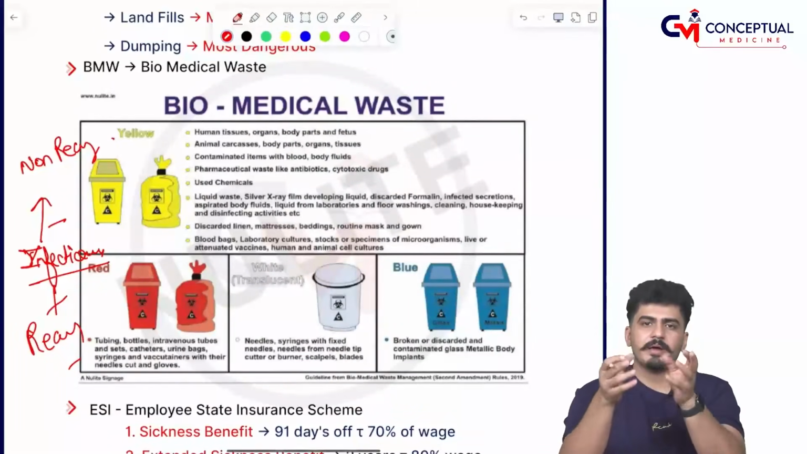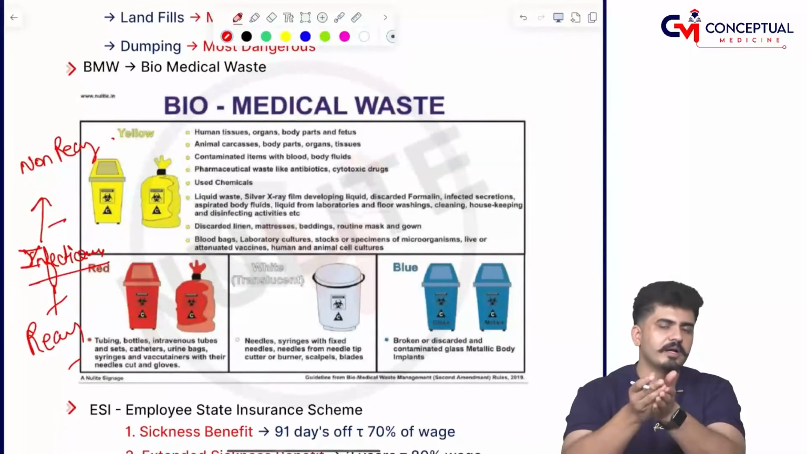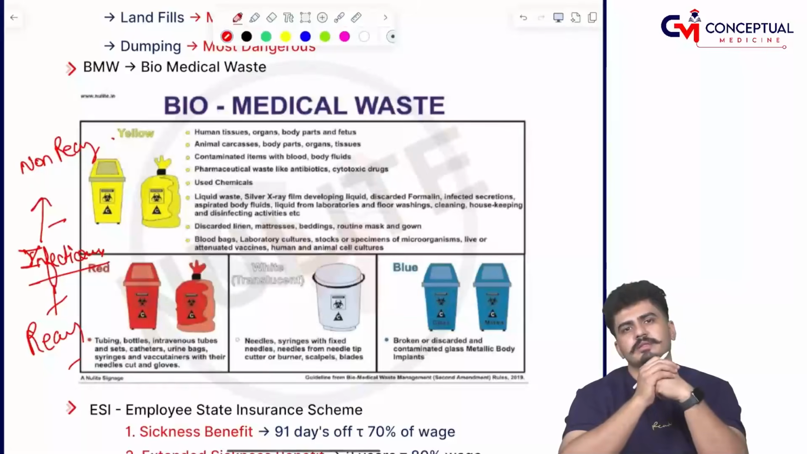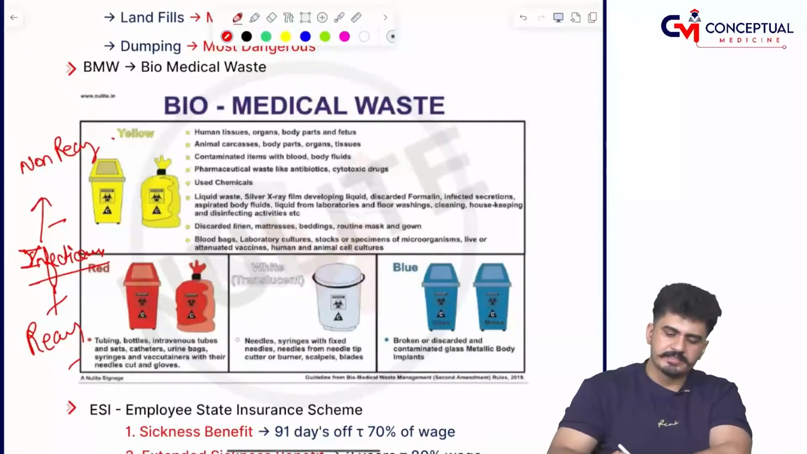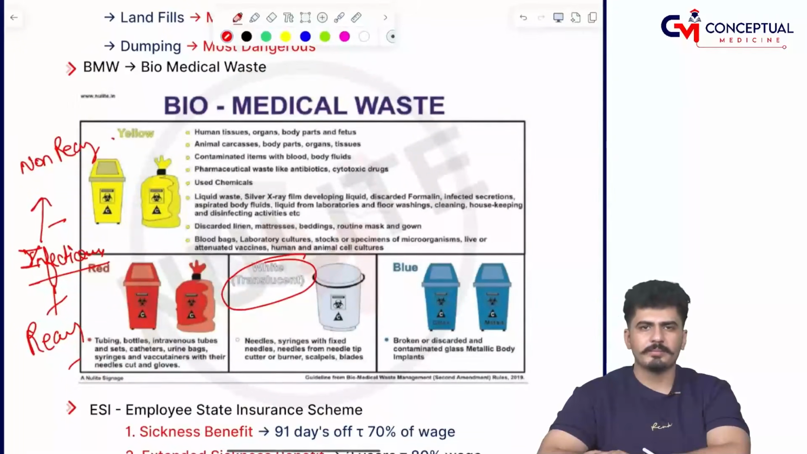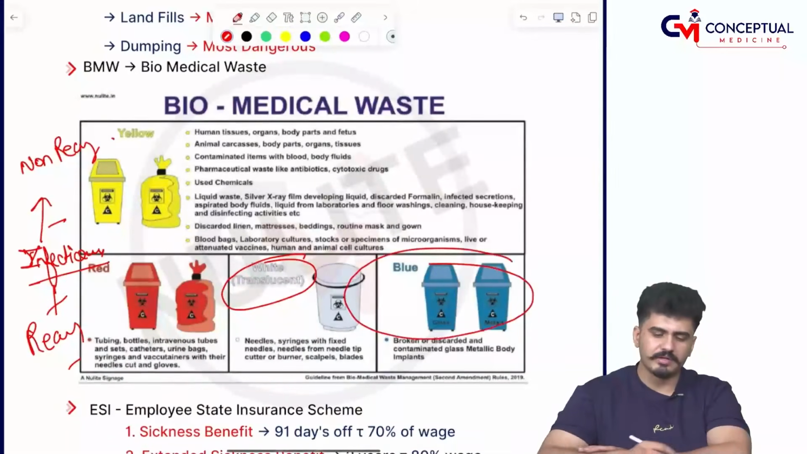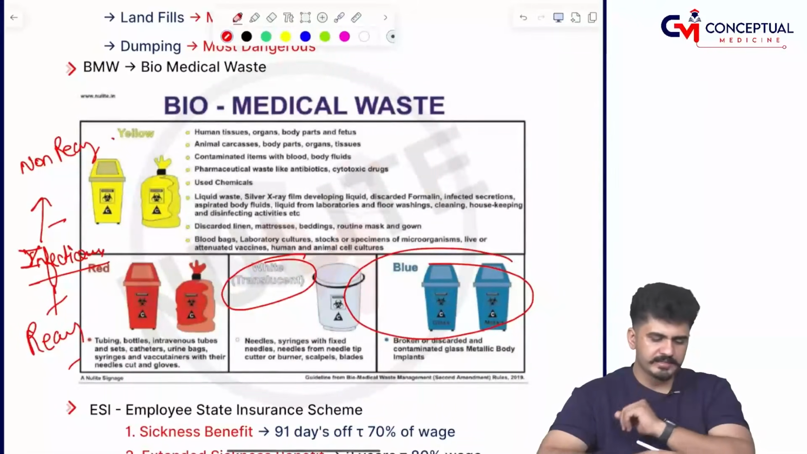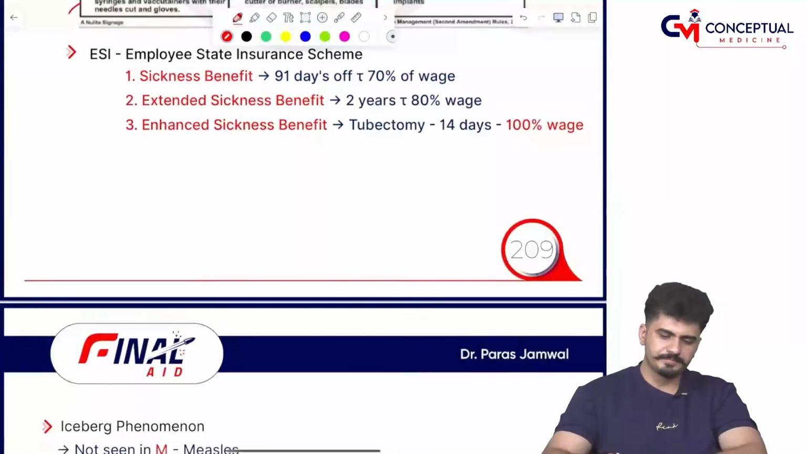Gloves, blood bag without blood, it will go into red color. Blood bag with blood, it will go into the yellow color, sir. Needle, syringe, etc., white color. Blue color, implant, broken glasses, it will go into the blue color. This is the basic things you have to know.